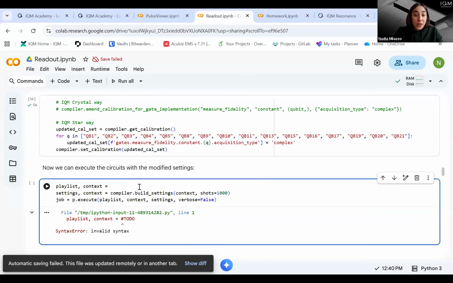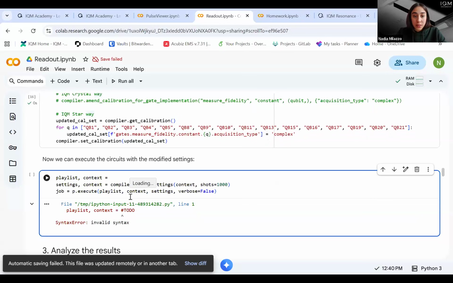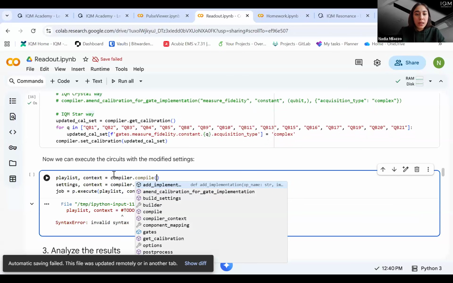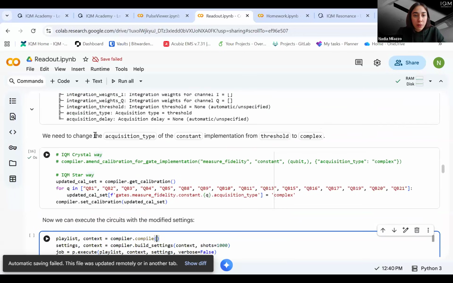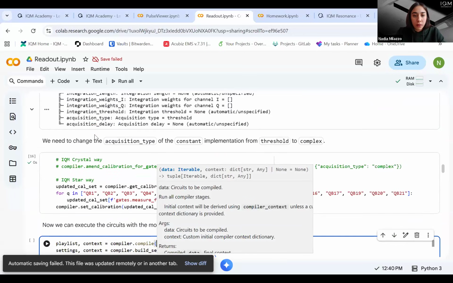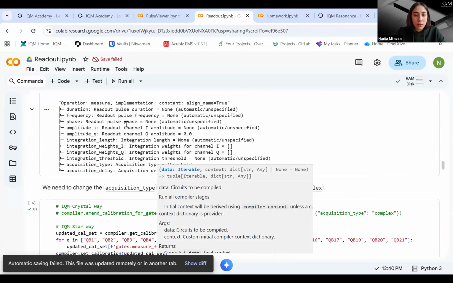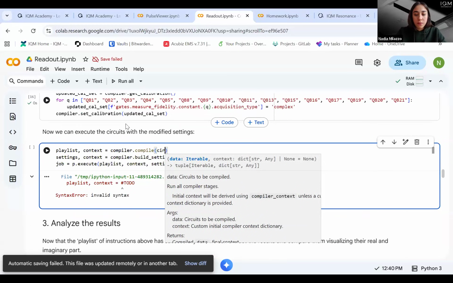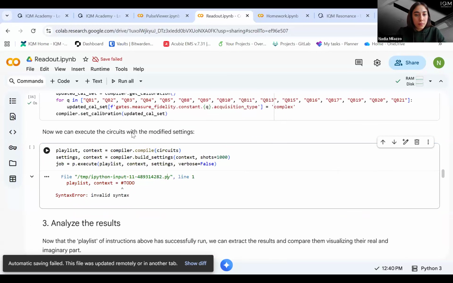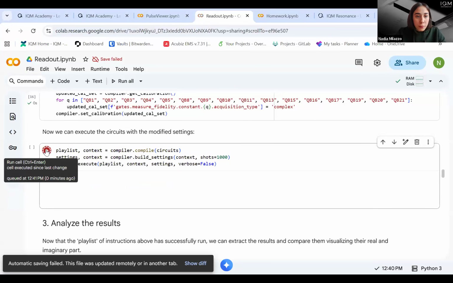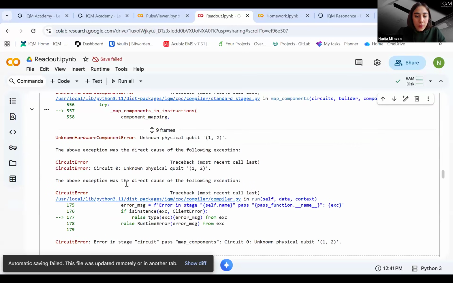And so now we need to actually compile the circuits, and we have already seen how to do this because we can call compiler.compile. Since this time our circuits are already in a list, we will not put the list brackets around them, and they were called circuits simply. Okay. Here we have an error.